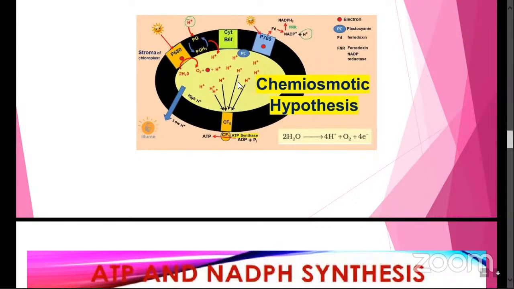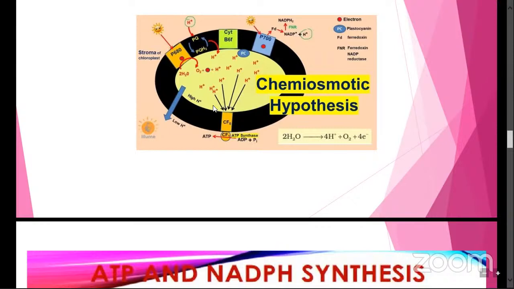So the proton concentration increases in the lumen. As a result, the proton concentration reduces in the stroma. That means when the protons are pumped into the lumen, automatically there is a reduction in proton concentration in the stroma. So this results in a concentration gradient, that is, a proton concentration gradient: a high concentration in the lumen and a low concentration in the stroma. So this is the situation right now. Then what happens? This situation leads to what? That is in the next step.